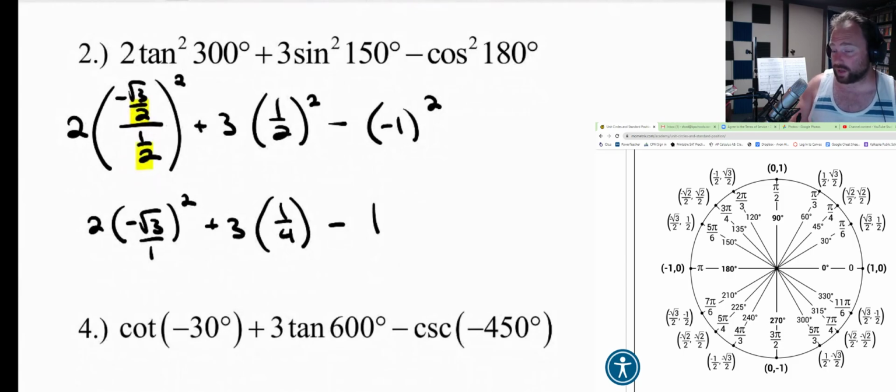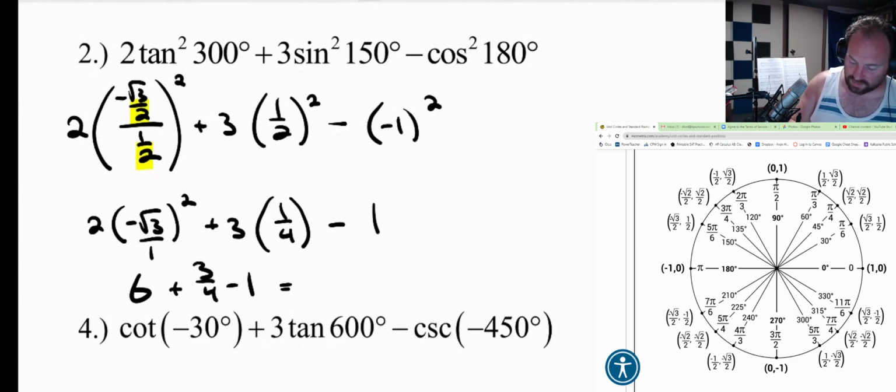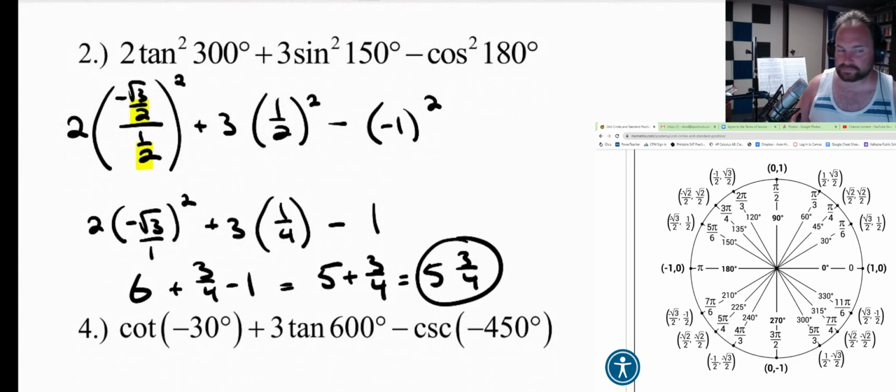And that becomes 2 times 3. This is 6 right there. Plus 3/4 minus 1. So this is all going to be 5 plus 3/4, or 5 3/4. Kind of like that answer.